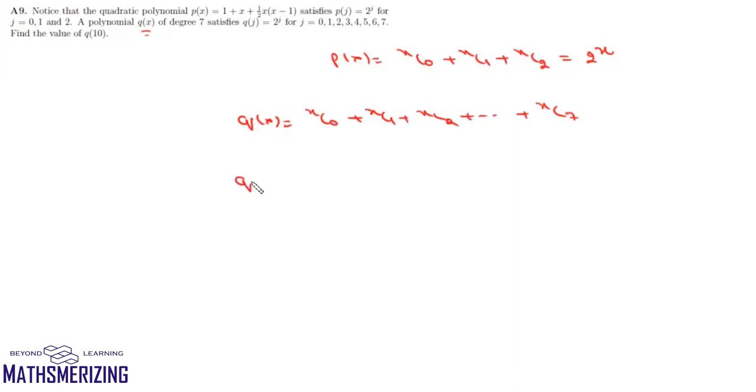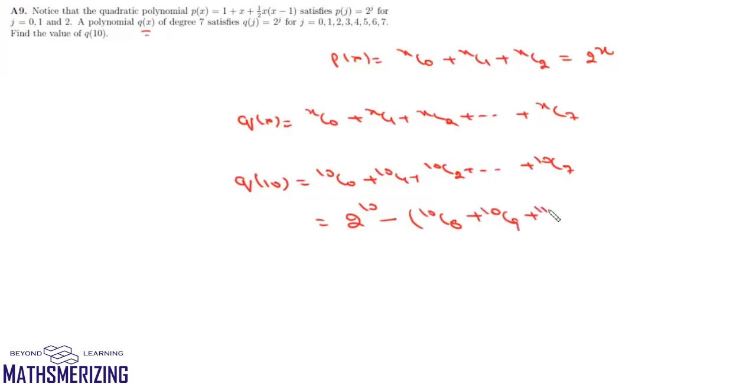Now it says find the value of q(10). The value of q(10) will be 10C0 plus 10C1 plus 10C2 up to 10C7. This value will be equal to 2 to the power 10 minus the remaining 3 values, which are 10C8 plus 10C9 plus 10C10. Now 2 to the power 10 is 1024. Now 10C8 is 45, 10C9 is 10, and then plus 1, which gives 968.